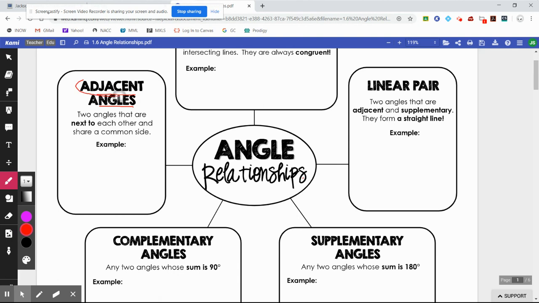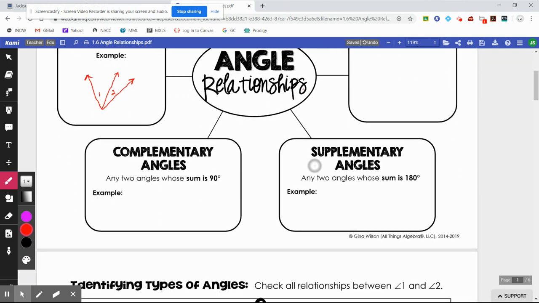The word adjacent simply means next to. So adjacent angles are just simply two angles that are next to each other. By definition, it says two angles that are next to each other and they share a common side. So let's draw an example of what some adjacent angles would look like. Here you see one angle, and if I were to just somewhere in the middle split that, these two angles, angle 1 and angle 2 here, would be adjacent angles.